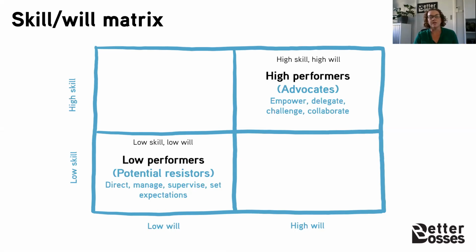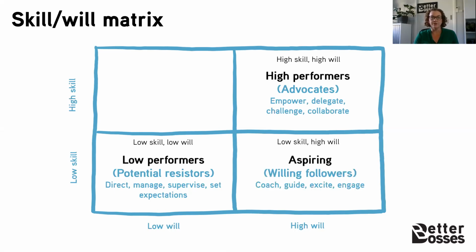What's really important here is that you set clear expectations for them, and then when you're supervising them and managing them, you're checking their performance against those expectations. Now let's have a look at the next quadrant, which is the low skill but high will. So these are your aspiring team members.